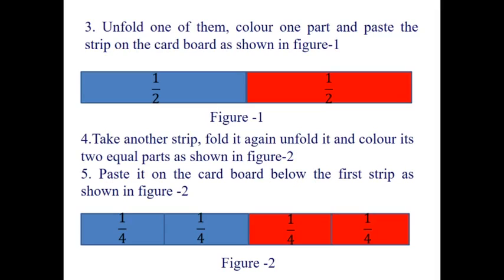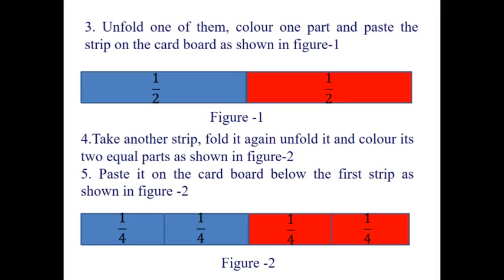In the first case, the rectangle is divided into 2 equal halves and they are colored differently. So each part is 1 by 2. Take another strip, fold it again, unfold it and color its 2 equal parts as shown in figure 2.